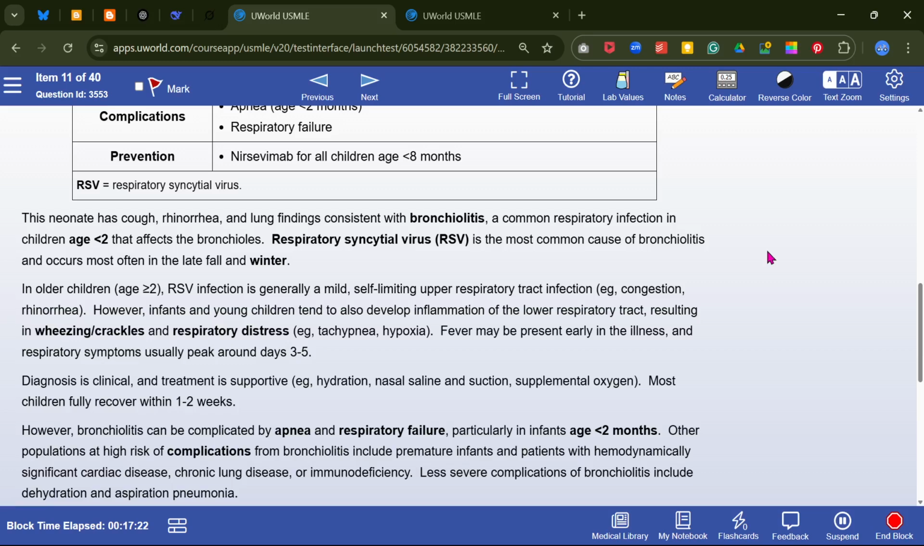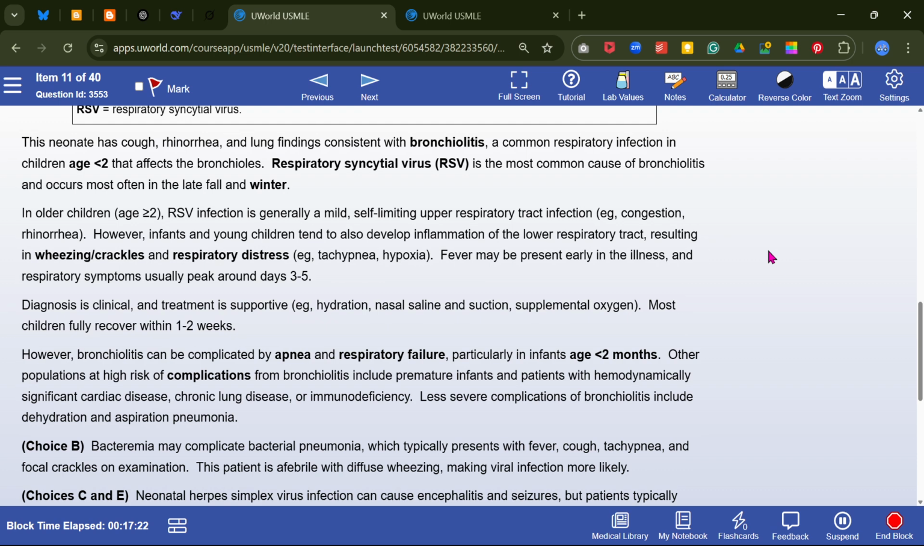In older children aged more than 2, respiratory syncytial virus is generally a mild self-limiting upper respiratory tract infection: congestion, rhinorrhea. However, infants and young children tend to also develop inflammation of the lower respiratory tract resulting in wheezing, crackles, and respiratory distress: tachypnea, hypoxia. Fever may be present early in the illness, and respiratory symptoms usually peak around days 3 to 5. Diagnosis is clinical and treatment is supportive: hydration, saline, suction, supplemental oxygen. Most children fully recover within 1 to 2 weeks.